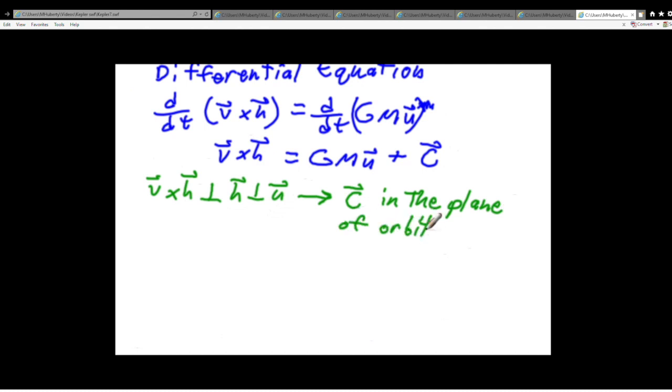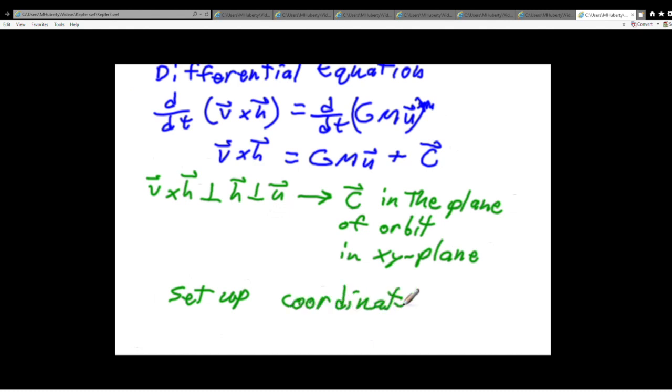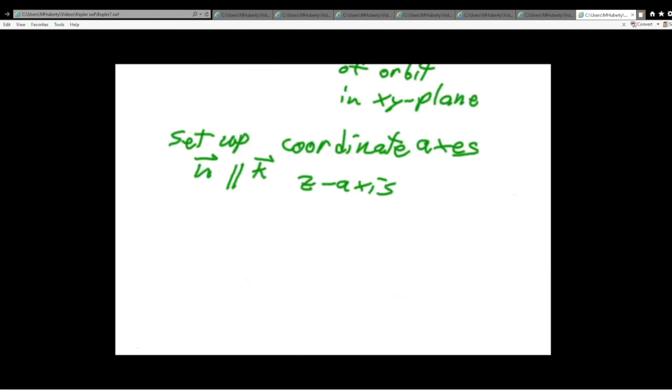So it's in the plane of orbit, and we're going to set this up so that the plane of orbit, we'll call this plane of orbit, is the xy plane, all right? And so that's going to help set up this thing. We're also going to set up coordinates. We're going to set up our coordinate axes here so that the h vector is going to be parallel to our standard unit vector in the z-axis direction. And let's set up the c vector parallel to the standard i vector, in other words, the x-axis.